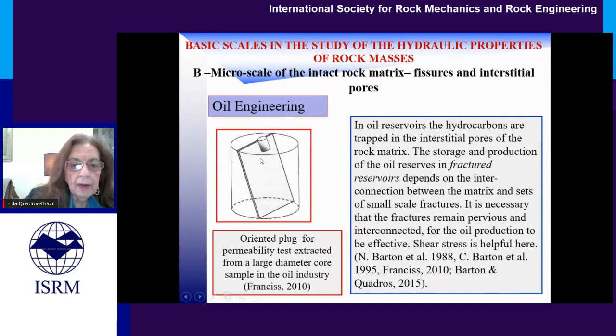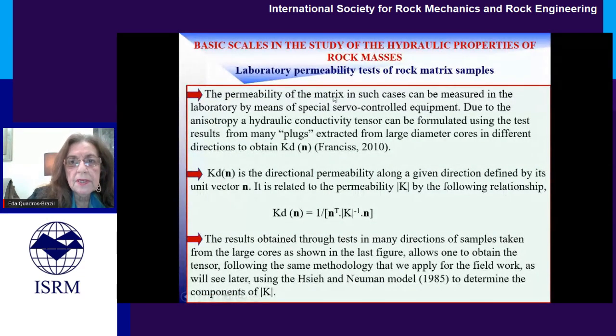The figure on the left shows an oriented plug for permeability tests extracted from a large diameter core sample in the oil industry. The permeability of the matrix in such cases can be measured in the laboratory by means of special servo-controlled equipment. Due to the anisotropy, a hydraulic conductivity tensor can be formulated using the test results from many plugs extracted from large diameter cores in different directions to obtain KD.